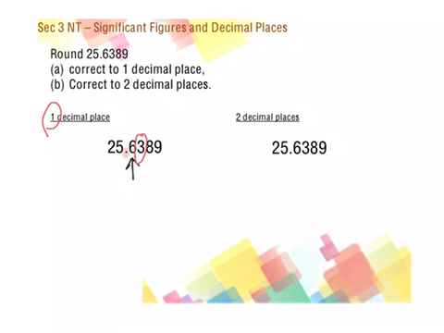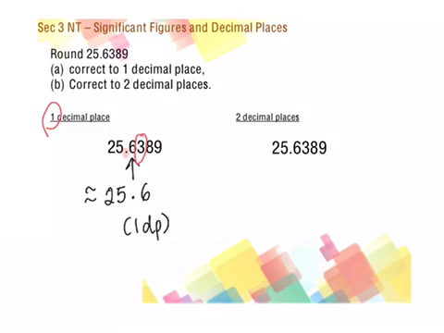Now, is 3 more or less than 5? Well, 3 is less than 5. So in this case, I need to round down. So my answer will be approximately 25.6 corrected to one decimal place.